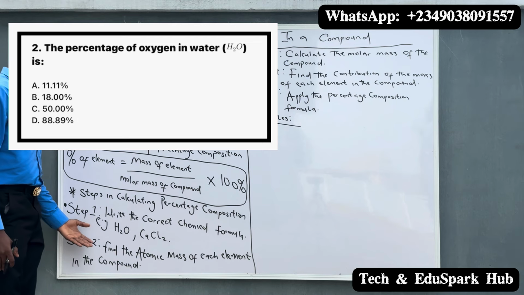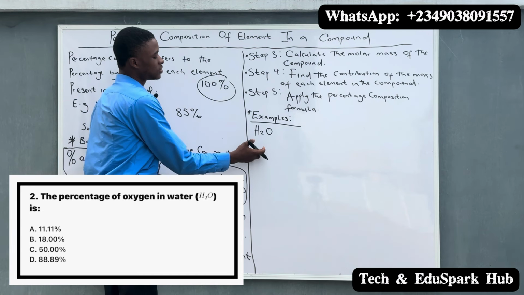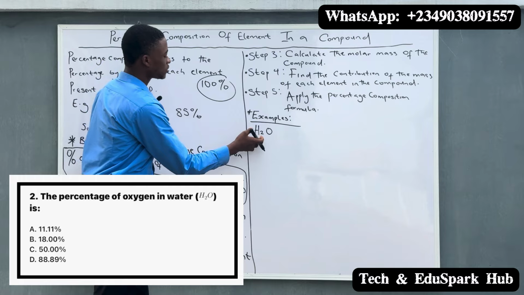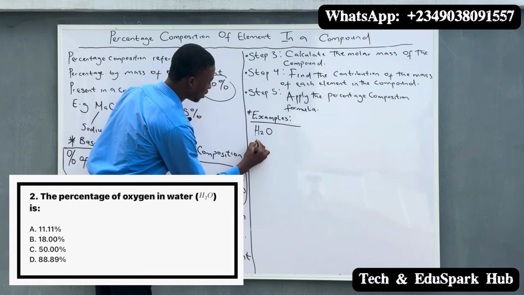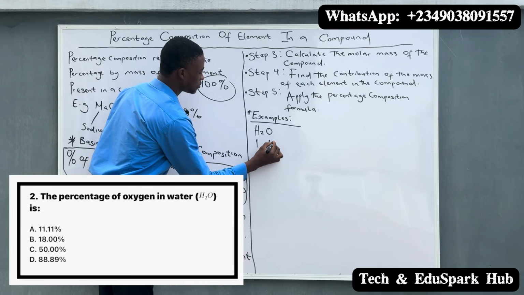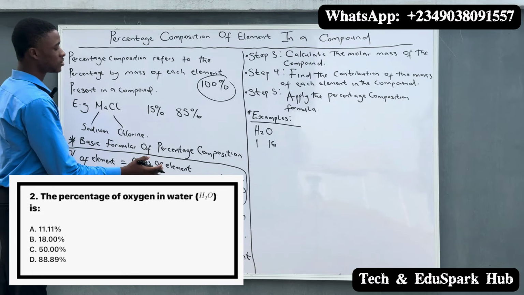The second step is to find the atomic mass of each element in the compound. So what are the elements in this compound? We have hydrogen and oxygen. What is the atomic mass of hydrogen? The atomic mass of hydrogen is 1, and the atomic mass of oxygen is 16. So this is the atomic mass of the elements in the compound.